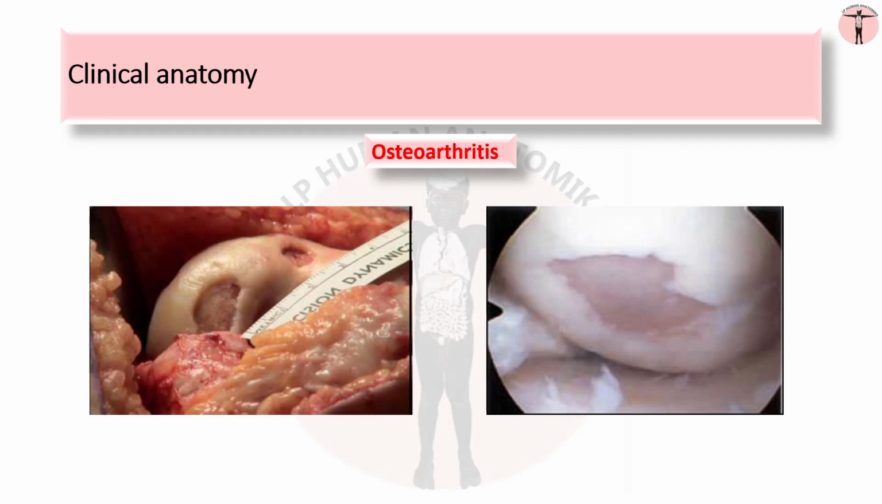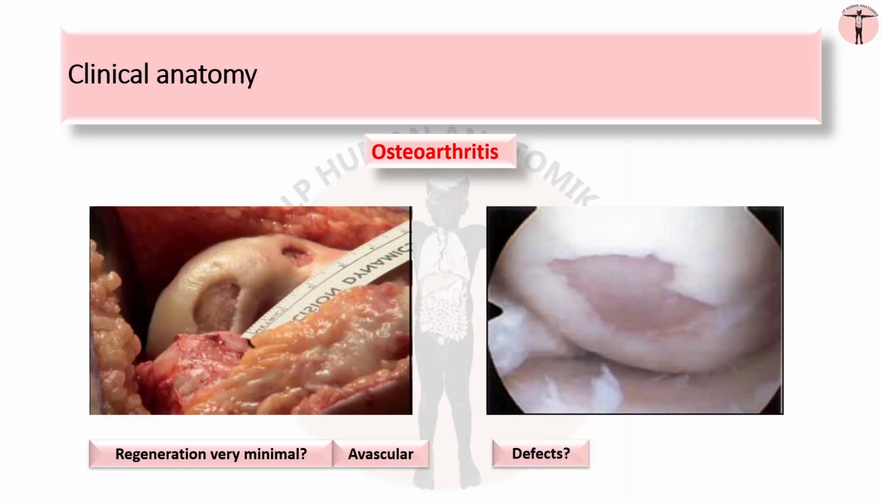After any disease or injury, regeneration of cartilage is very minimal. Why? Because of the avascularity. What happens to the defects? The defects are filled by fibrous tissue. Because it is avascular, there is no regeneration, or it is very slow in healing. Even if it heals, it is replaced by fibrous tissue and not by cartilage.